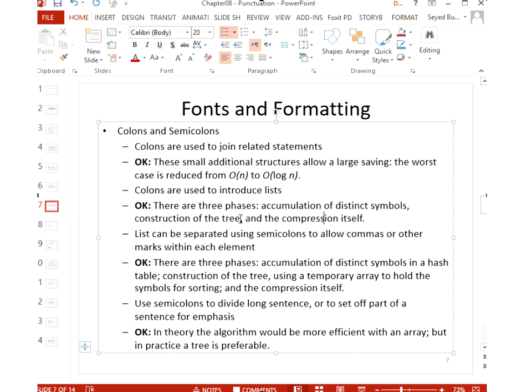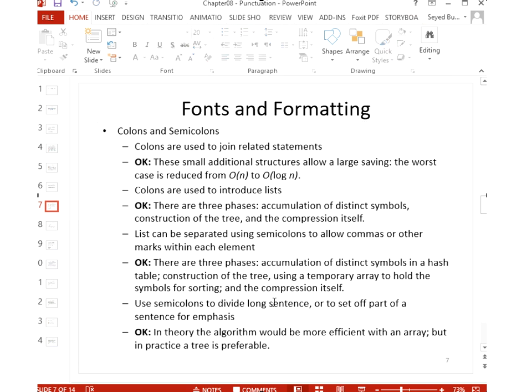Sometimes you separate the list with a semicolon instead of a comma. Why? If the list itself contains a comma, it is good to separate the list with a semicolon. So you can have a comma inside the list. Here is an example. Accumulation of distinct symbols in a hash table, semicolon. The second one has a comma inside. Okay. So the semicolon is a segregation and the comma is just part of the list itself.